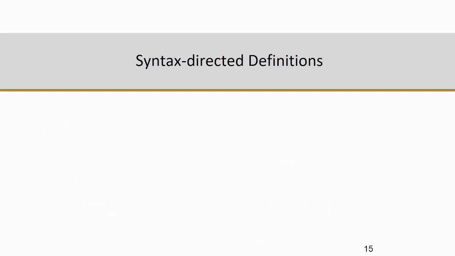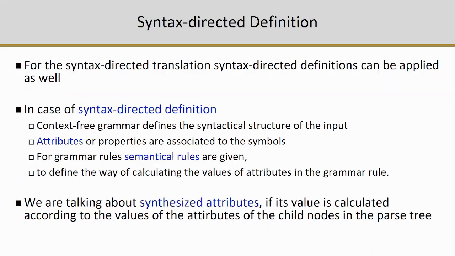And let's see another tool for the syntax-directed translation, which is syntax-directed definition. In the syntax-directed definition, we can assign attributes for each symbol in the grammar, regardless of whether it is terminal or non-terminal. And also for each grammar rule, we can define multiple semantic rules. Multiple can be 0, 1, or more. So any number of semantic rules for the calculation of the values of these attributes.